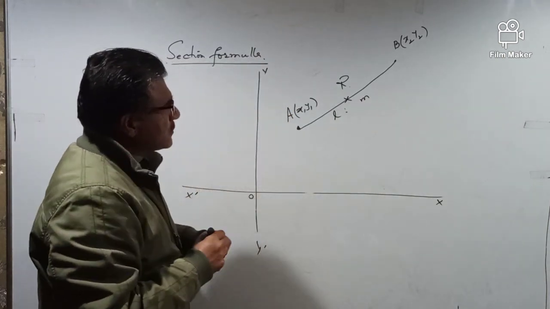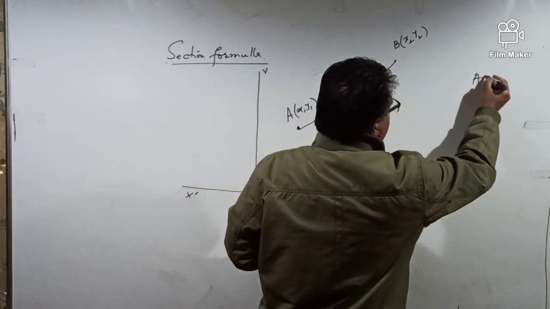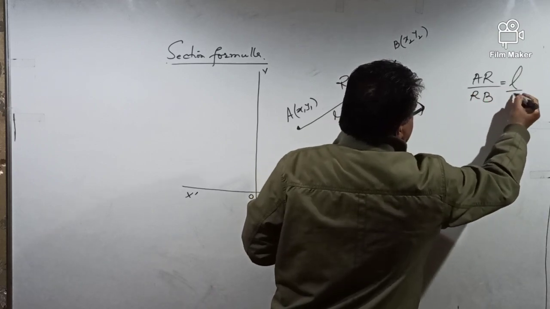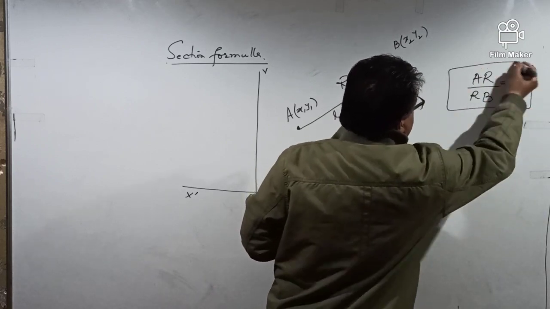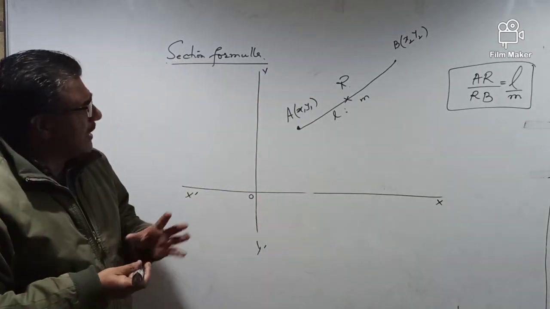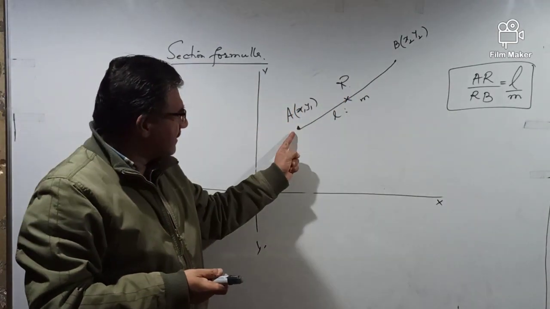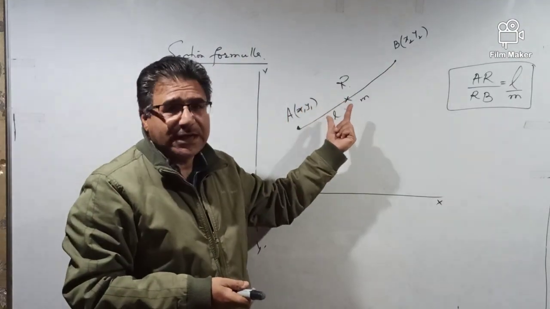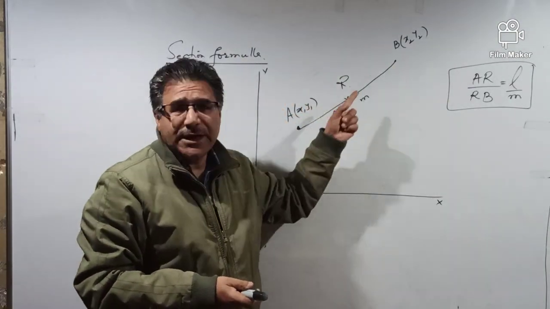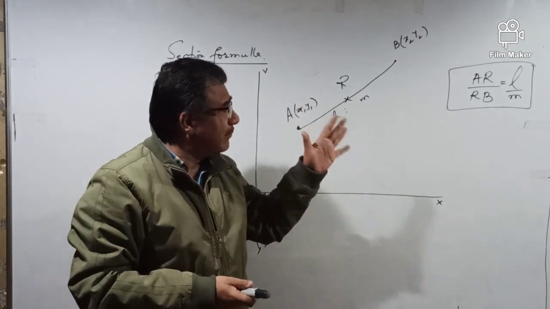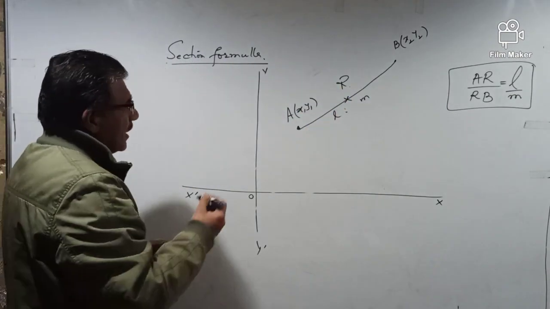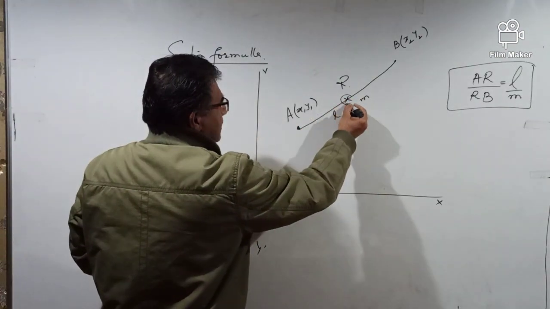What do you mean by L is to M? That means AR divided by RB is equal to L divided by M. A is given, B is given, R is not given. But about R, you are given that R divides AB in the ratio of L is to M internally, meaning R is in between A and B somewhere. You have to find the coordinates of this point R.